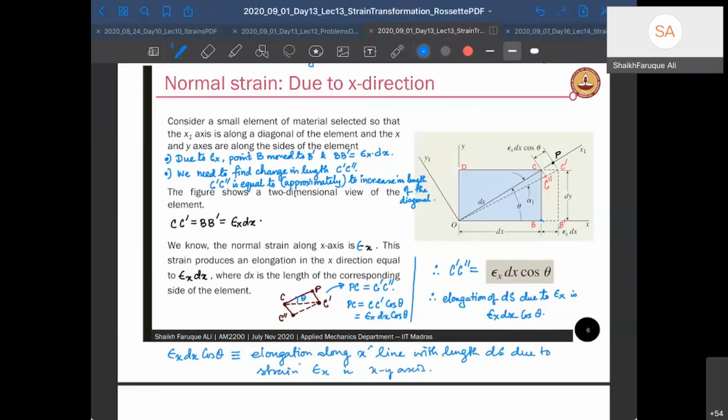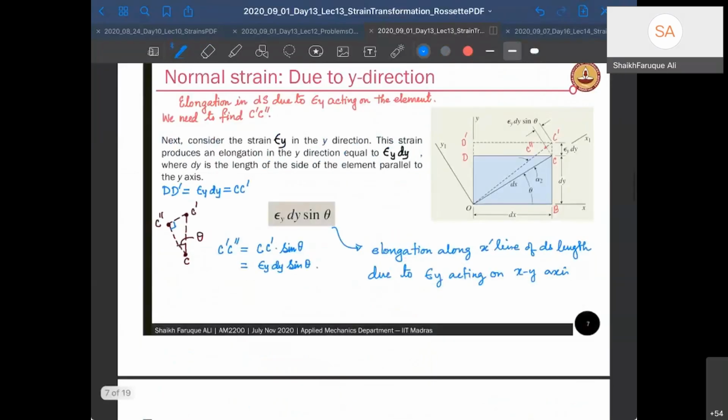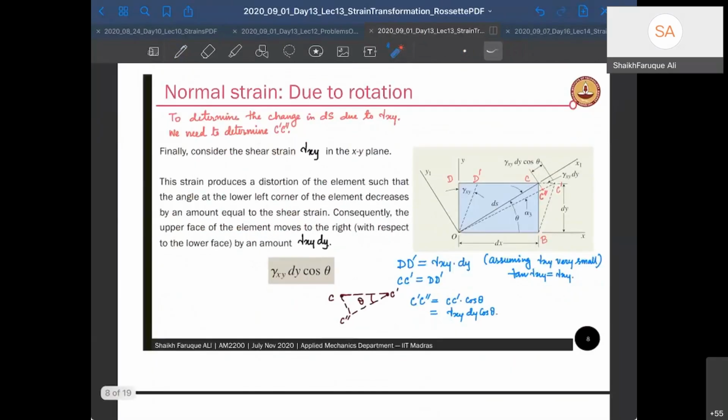Okay, right? So epsilon 2 I got, but now there will be a shear strain, right? There will be a shear strain also here. Please note that there is a change in angle, and that angle is alpha 2 for this case. Okay, now what happens when you have shear?